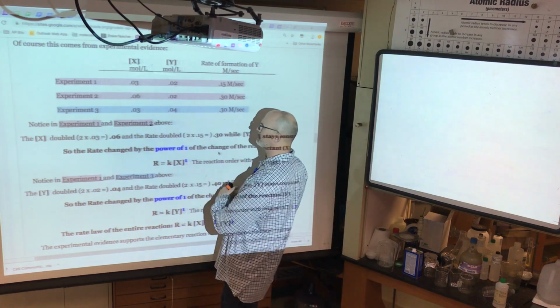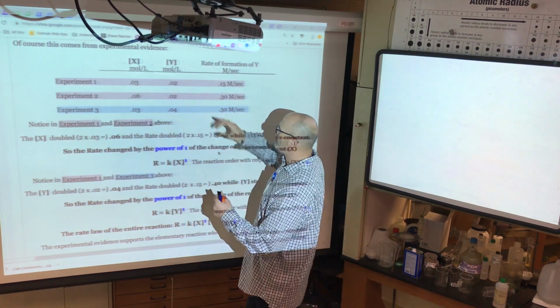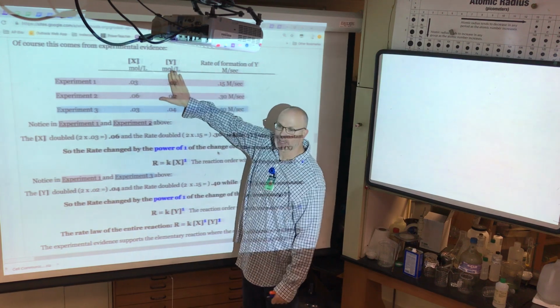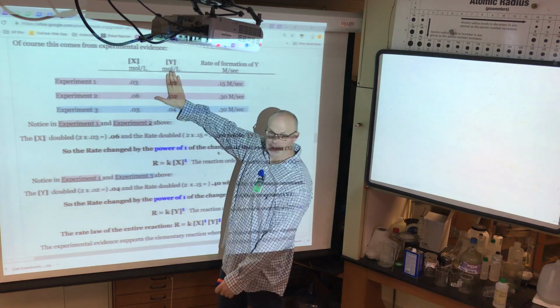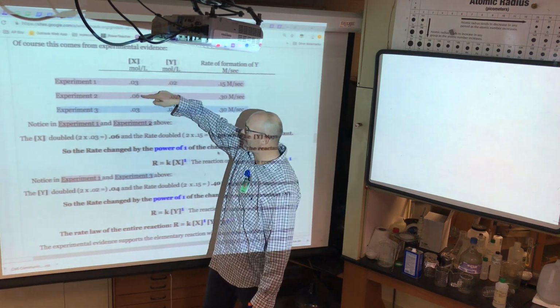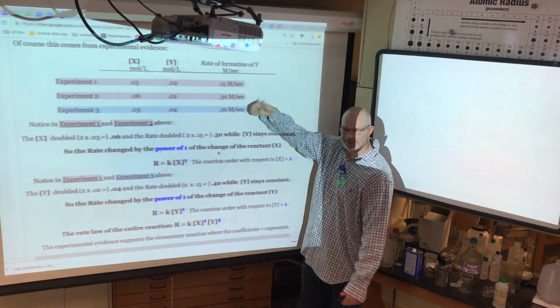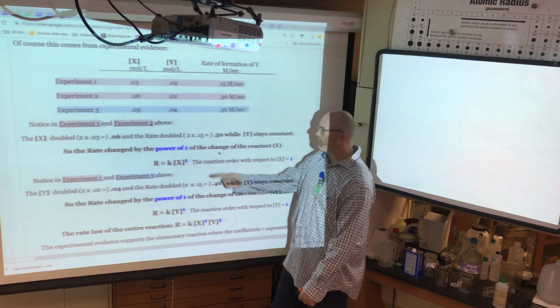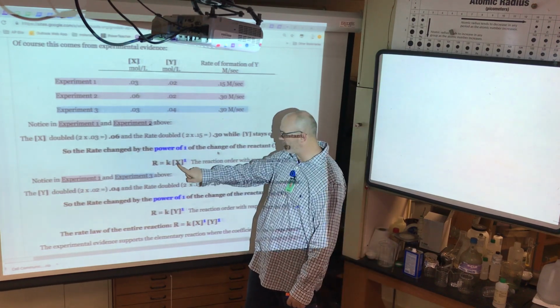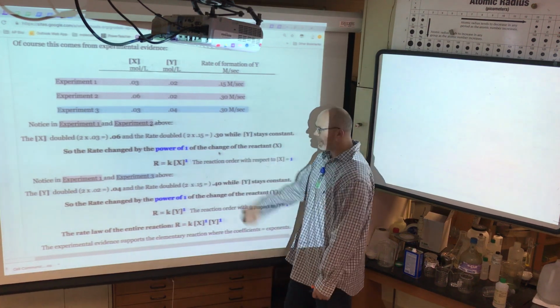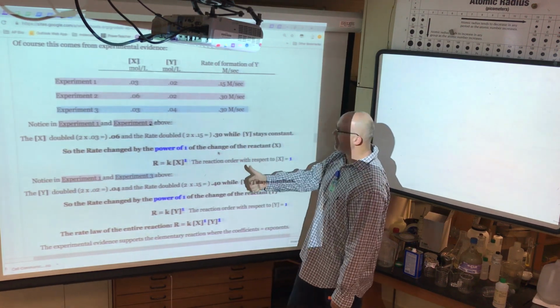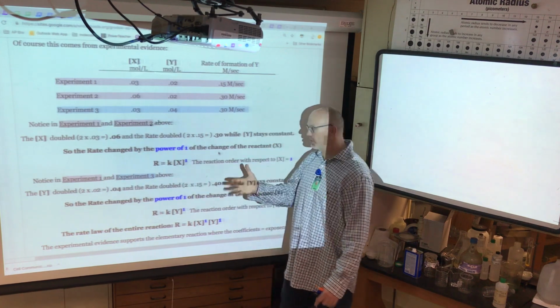When I do experiments 1 and 2, I'm going to keep Y constant. I didn't have to do that before because I just had one reactant. So when I keep Y constant, that's my control, and I double X, I double the rate. Therefore I get a power of 1 for the X, because X to the power of 1 changes the rate the same way. That gave me experimental evidence that there could be a coefficient just for the X.